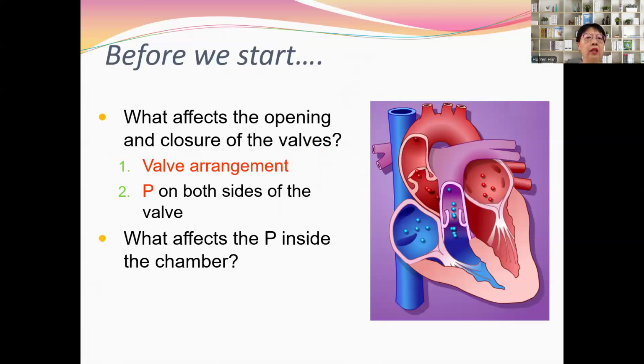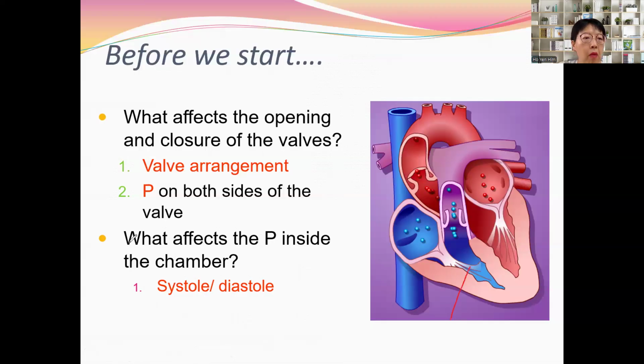Now, the second criteria is you want to know what affects the pressure inside the chamber. So you want to describe how the pressure inside the chamber as well as the arteries will change during different stages of the cardiac cycle. So what affects the pressure? Of course, number one, systole or diastole. When the heart muscle contracts, of course, the pressure in the chamber increases, right? When the heart relaxes, then the pressure will drop.